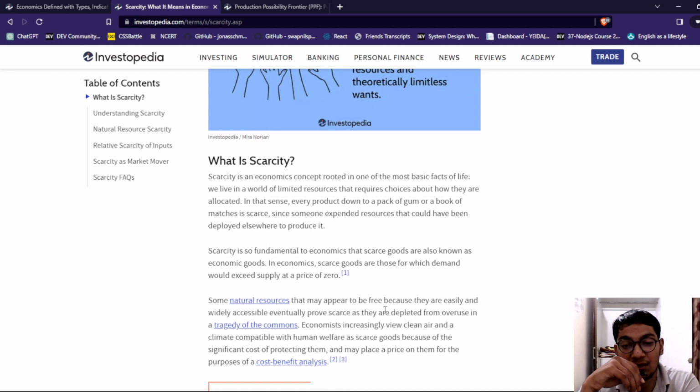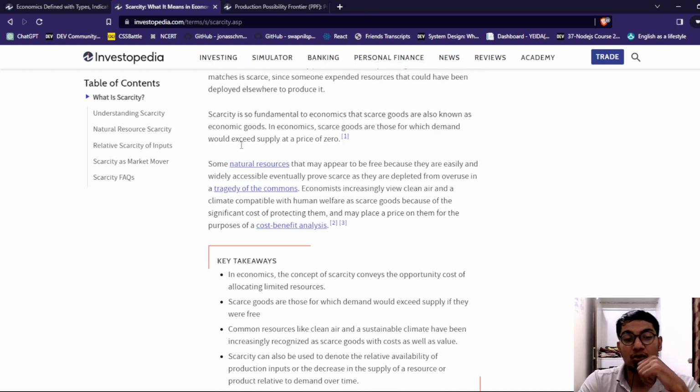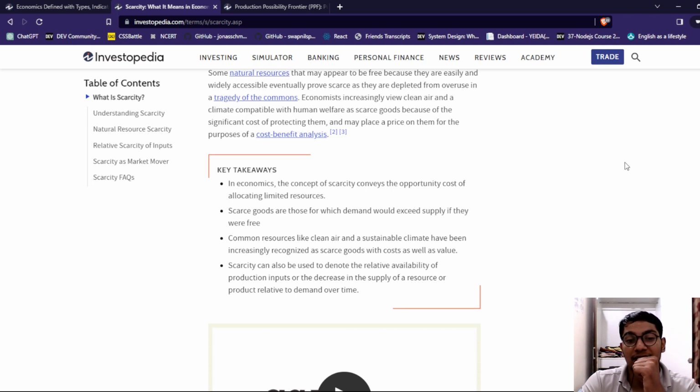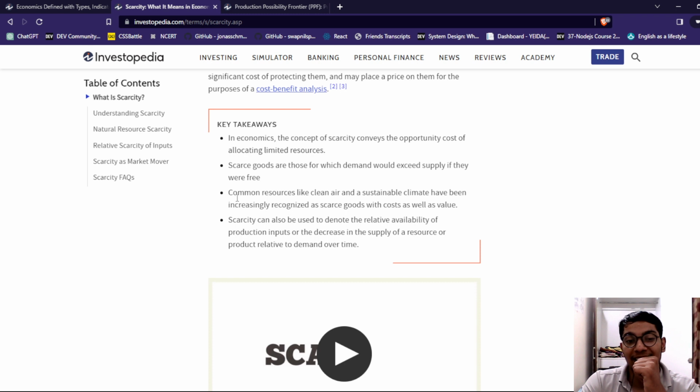In economics, scarce goods are those for which demand would exceed supply at a price of zero. Some natural resources that may appear free because they are easily and widely accessible eventually prove scarce as they are depleted from overuse. Economists increasingly view clean air and a climate compatible with human welfare as scarce goods because of the significant cost of protecting them, and may place a price on them for the purpose of cost-benefit analysis. In economics, the concept of scarcity conveys the opportunity cost of allocating resources. Scarce goods are those for which demand would exceed supply if they were free. Common resources like clean air and a sustainable climate have increasingly become scarce goods, with cost as well as value.